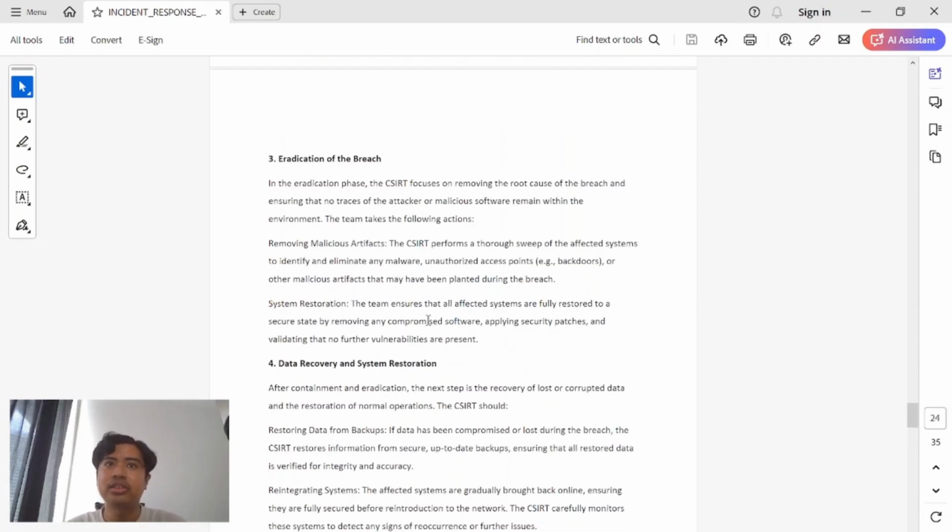In the eradication phase, the CSRT removes the root cause of the breach by eliminating malicious artifacts such as malware or backdoors and restoring affected systems to a secure state through patching, software removal, and vulnerability validation.